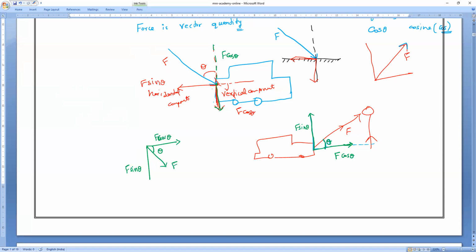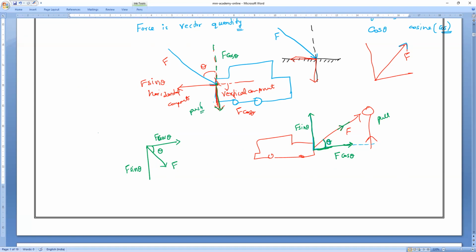Understand? Now here the force is applied in this direction. This is the direction of applied force. In that case, he is pushing; in this case, he is pulling it. Yes, it is pulling. Here it is a pull, and here it is a push. Do you understand?